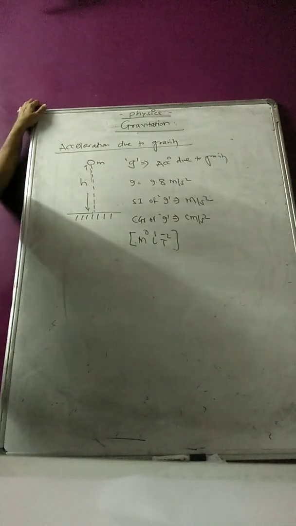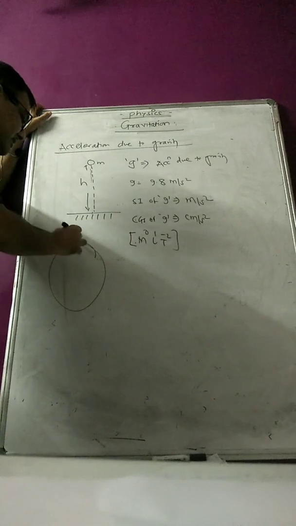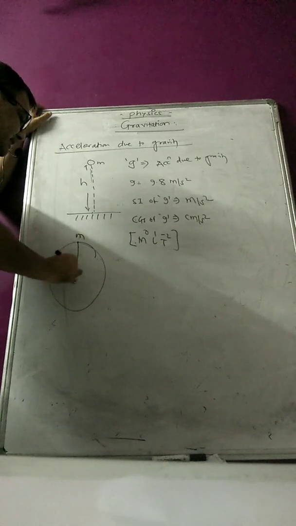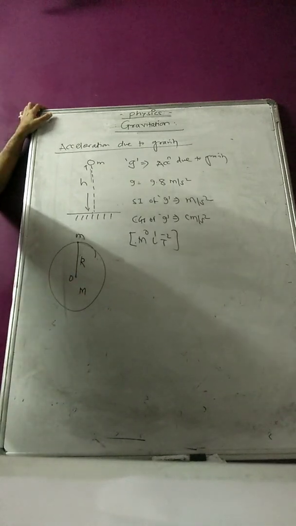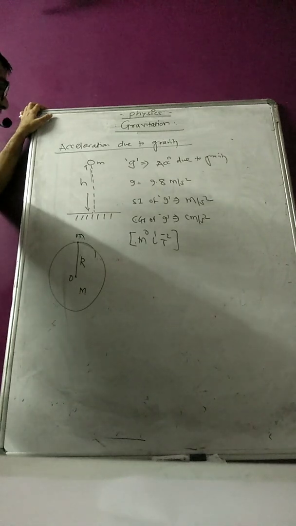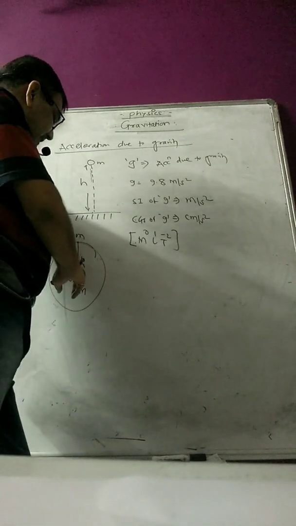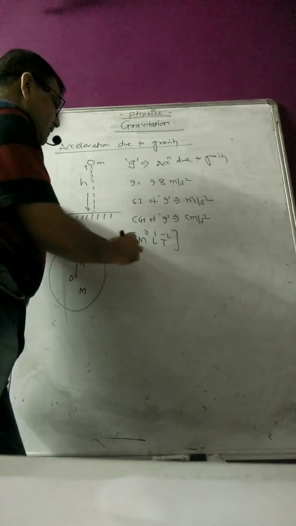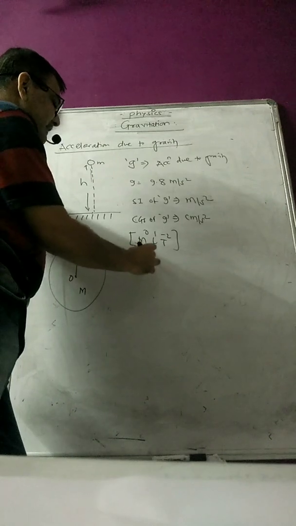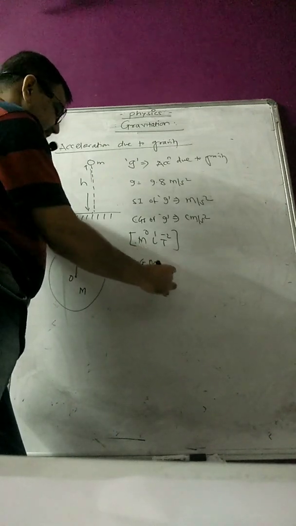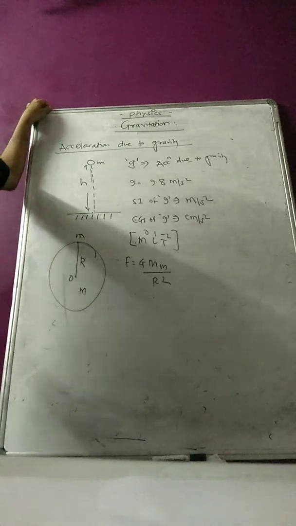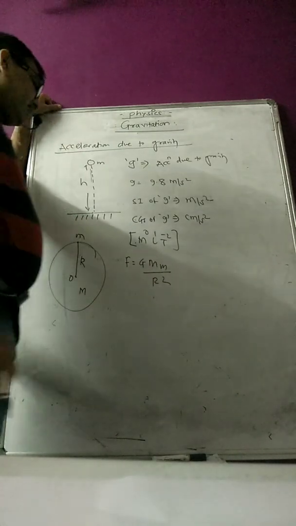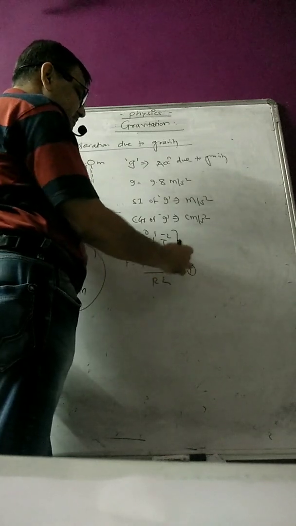Now you can consider, suppose this is the earth, and on the earth's surface there is a mass lying on the surface, and if O is the center of the earth and R is the radius, and M is the mass of the earth, then how much force is exerted by the earth on that body? Here the force exerted will be F = GMm/R^2, where R is the radius, capital M is the mass of the earth, and small m is the mass of the body. This is the first equation.